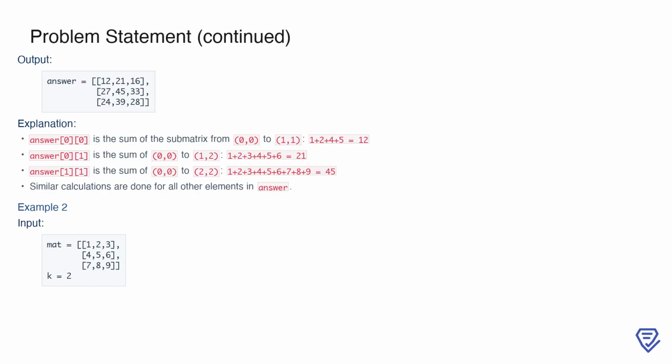Similarly, answer[0][1] corresponds to the submatrix spanning 0, 0 to 1, 2, giving the sum 1 plus 2 plus 3 plus 4 plus 5 plus 6, which is 21. For answer[1][1], the submatrix encompasses the entire 3x3 grid, so the sum is 1 plus 2 plus 3 plus 4 plus 5 plus 6 plus 7 plus 8 plus 9, which equals 45. This pattern continues for all other elements in answer. Each block sum is calculated by summing the values within the corresponding submatrix, based on the given value of k.